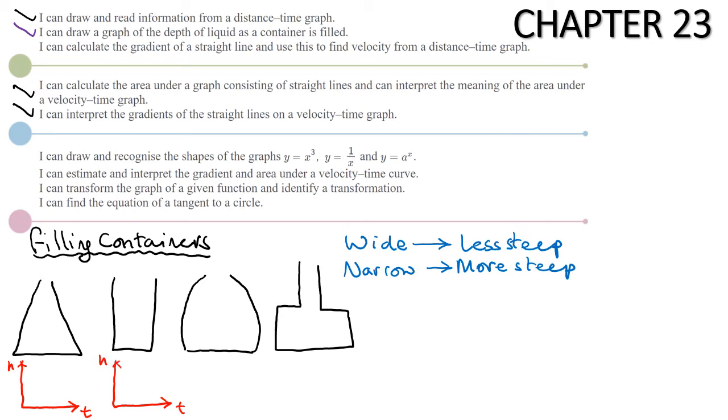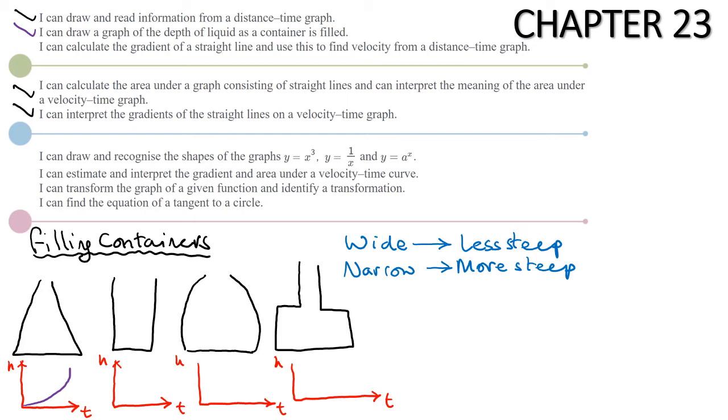Yeah, and sometimes you need to draw it. Most of the time some containers are drawn, and you need to match up the container with the graph. If I start with the first container, you can see it starts off wide and it gets narrow. So the graph is going to start off, and they all start off in a bottom corner. It's going to start off being less steep and it's going to get steeper. So probably something like that.